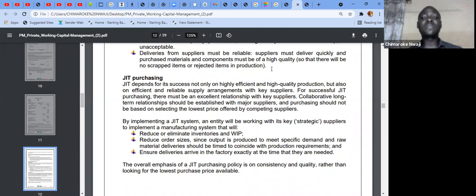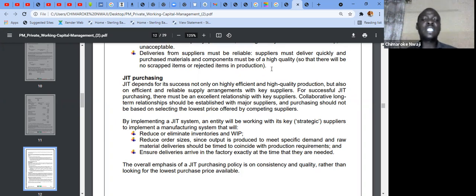A collaborative long-term relationship will be established with major suppliers, and purchasing should not be based on selecting the lowest price offered by competing suppliers. So you must have a long-term relationship with the suppliers, even though you may see other people giving a much lower cost, because you have an established relationship with your key suppliers. And when that loyalty is there, when you ask them for something, they will always supply you, even without you paying any money, because they know you're going to pay.